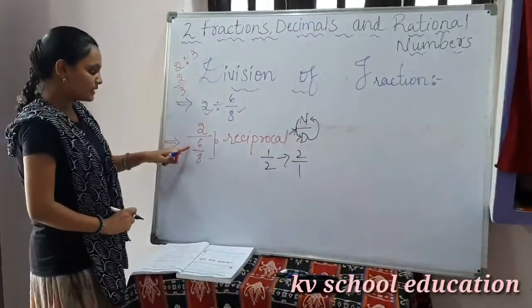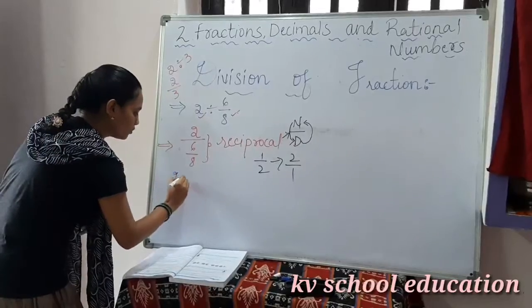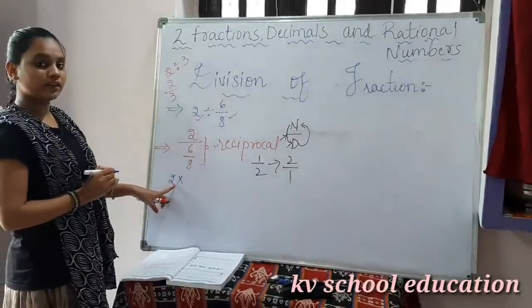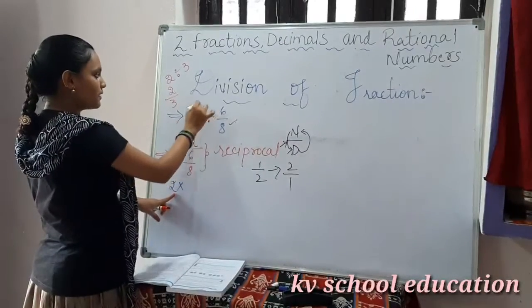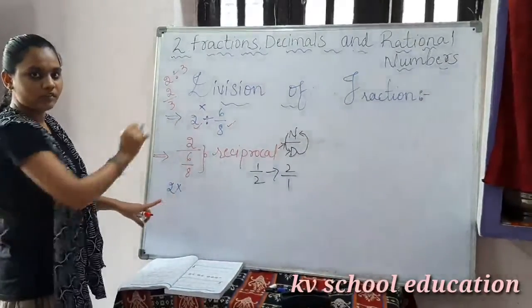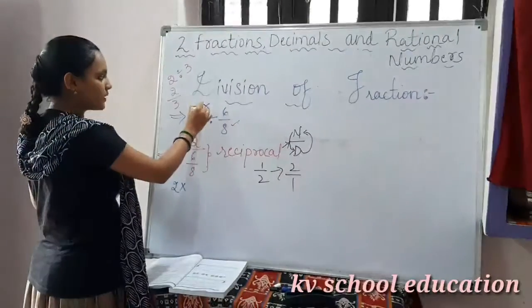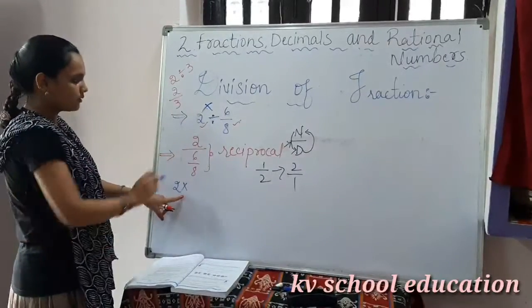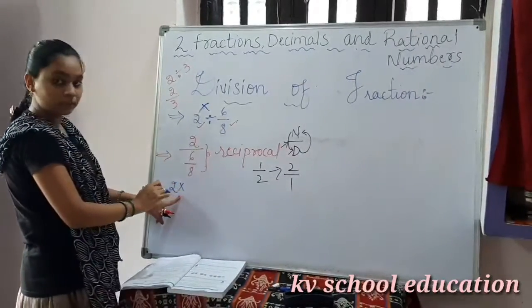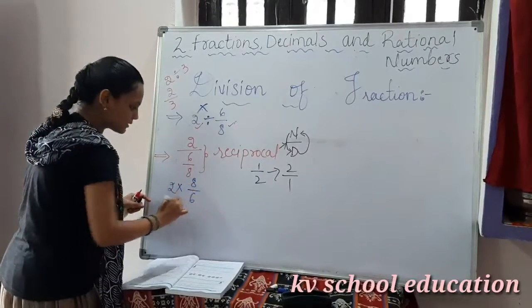So here 2 by 6 by 8. So we should take 2 into. Why do I take into? Because of the division. For division, the reciprocal is multiplication. For addition, subtraction, and for subtraction, addition. For division, multiplication, and for multiplication, division. Okay, now it is division. So I took multiplication. So 6 by 8 is 8 by 6.